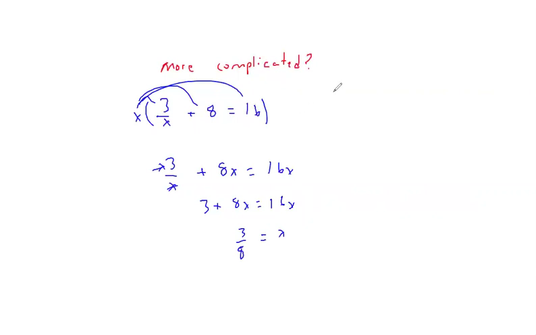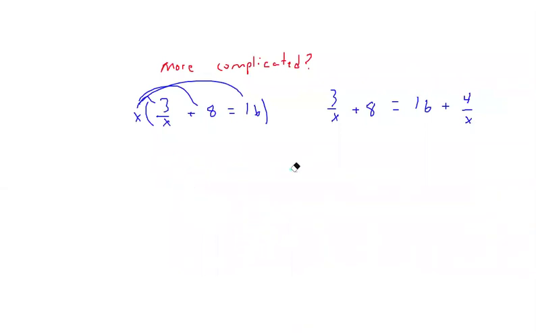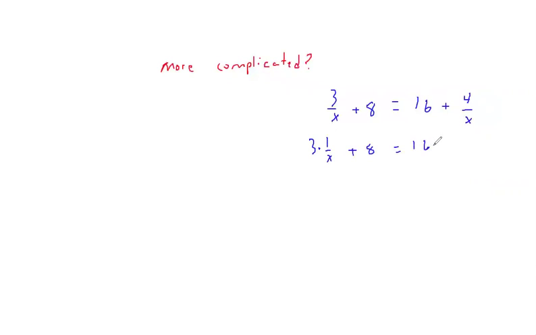Let's do the problem again. What if I add, or a different problem, and we'll just add a number to this side. Let's put a 4x right here. Now I'm trying to get across to you the power of using the clearing the fractions technique. And you could work this problem out. You could say this is 3 1 over x's plus 8 equals 16 plus 4 1 over x's.